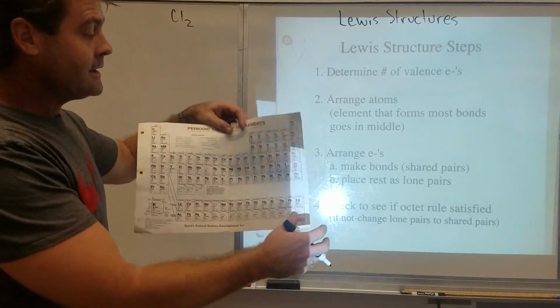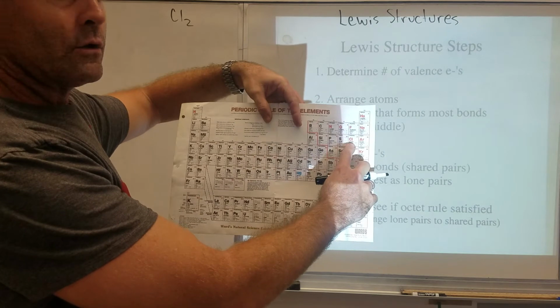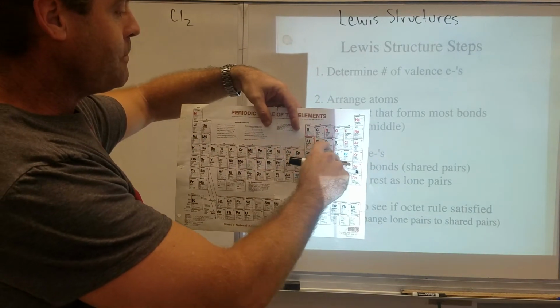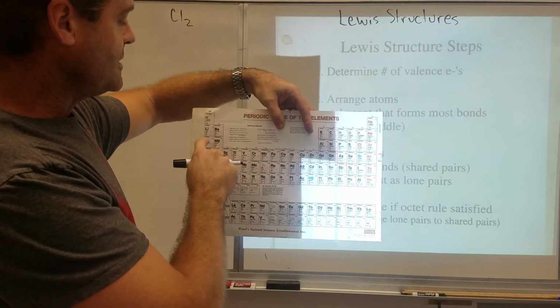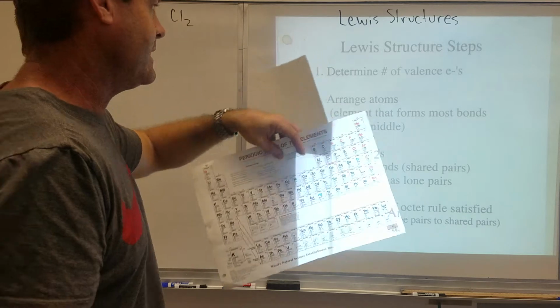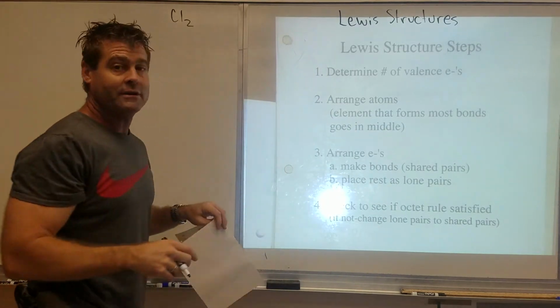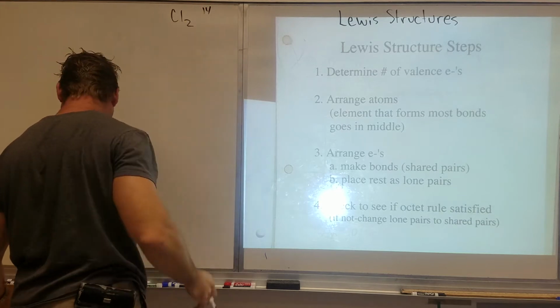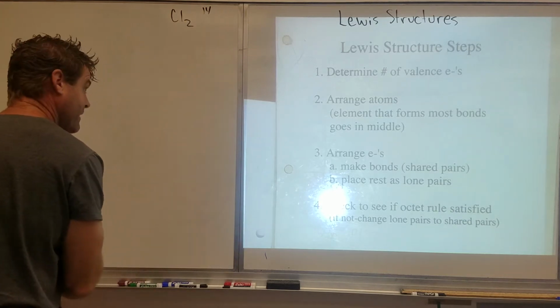So on the periodic table, I look at chlorine, hopefully you guys can see it here, and what I do is I just count across that period, and that shows me how many valence electrons there are. There's 1, 2, 3, 4, 5, 6, 7. In fact, all the halogens have 7 valence electrons. Each chlorine has 7, and there are 2 chlorine atoms, so that's a total of 14. So I would write down 14, keeping track of all of my valence electrons.